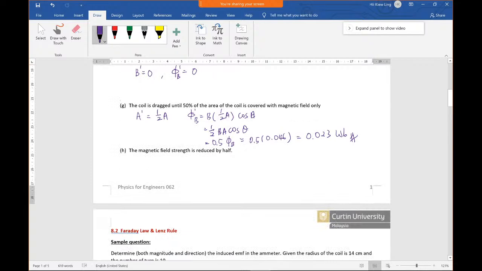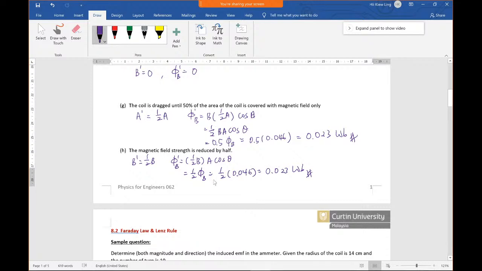Question H. The magnetic field strength is reduced by half. B prime is equal to half of B. So the new magnetic flux is equal to half again. So 0.023 Weber. Okay, so this is how we determine the magnetic flux.